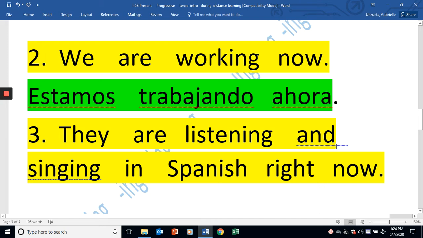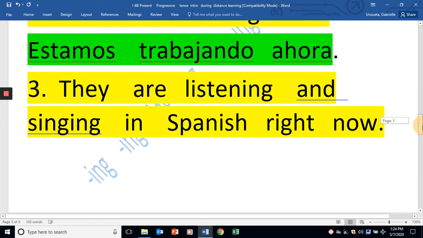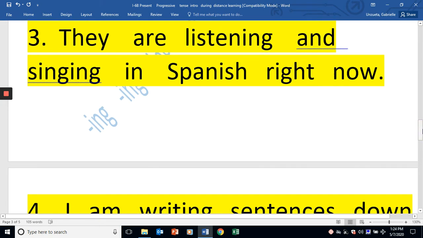Nosotros, except I didn't put nosotros. So you could just put estamos trabajando ahora. Estamos trabajando ahora. Perfect. And moving on. They are listening and singing in Spanish right now.